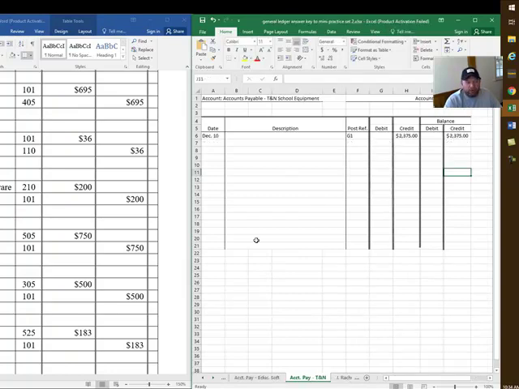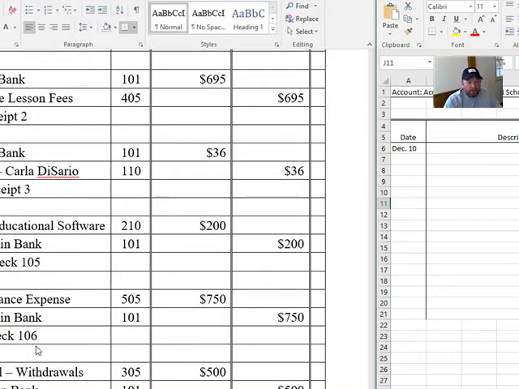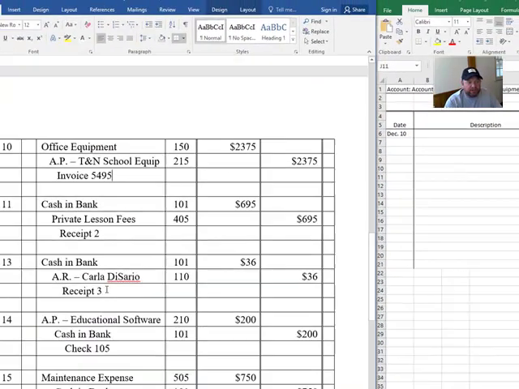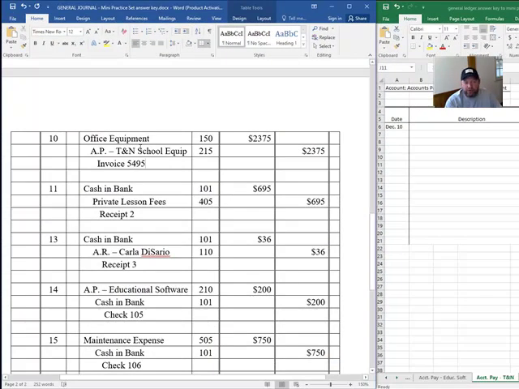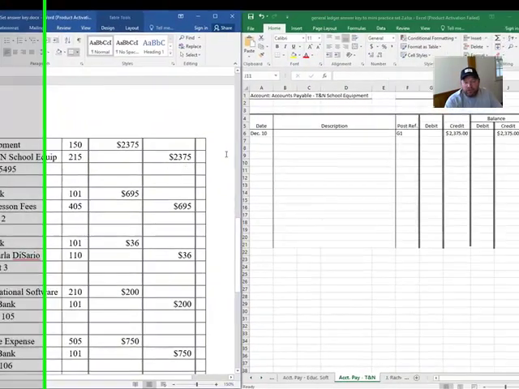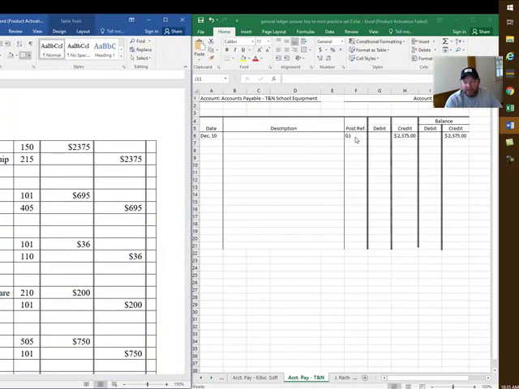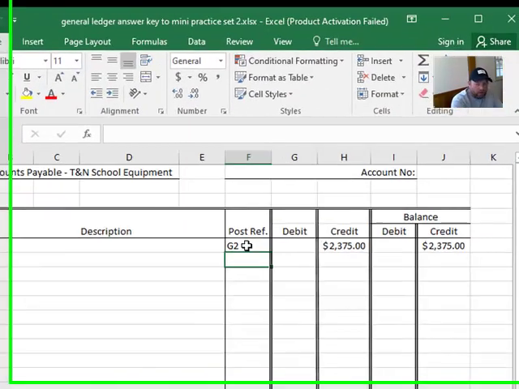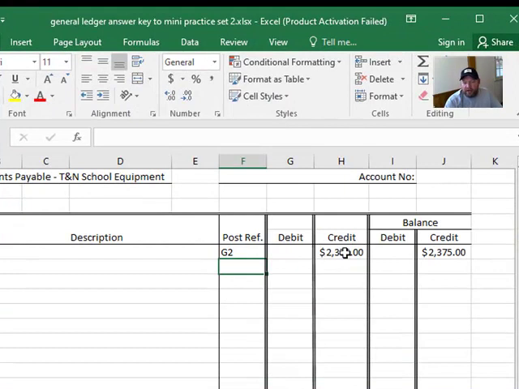This is accounts payable to the T&N company. This occurs on the 10th of December, and that was the one that I just recently added. Forgot to put it in the general journal there. And it comes on page 2 of the general journal for me. I'll update that. And I have a credit of $2,375, or money that I owe them.